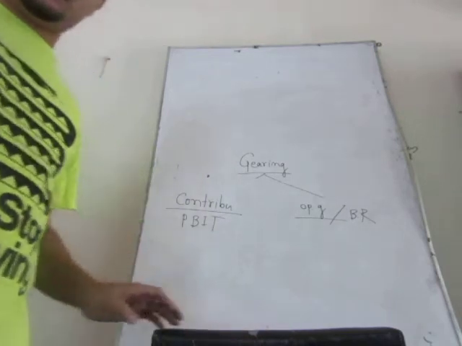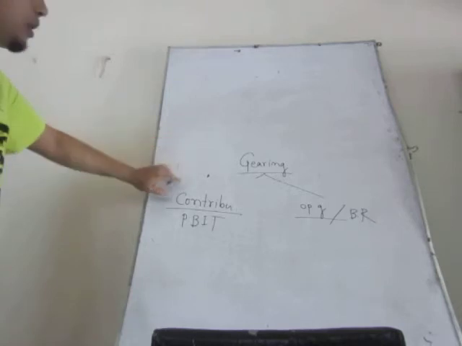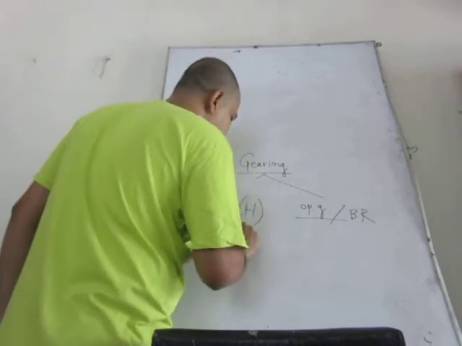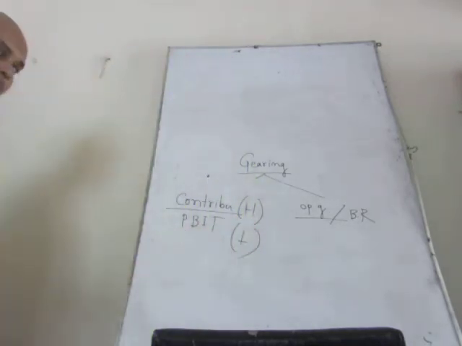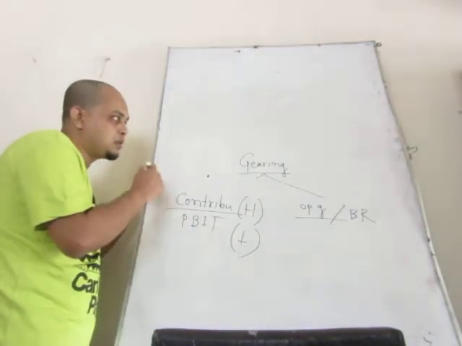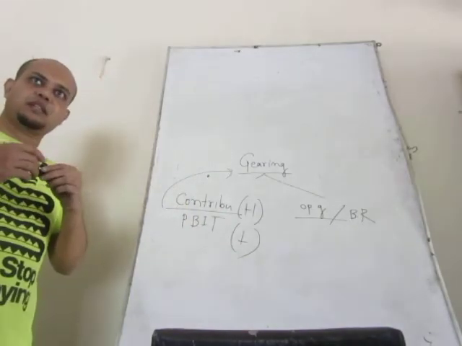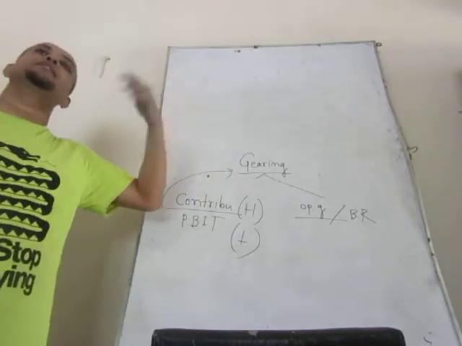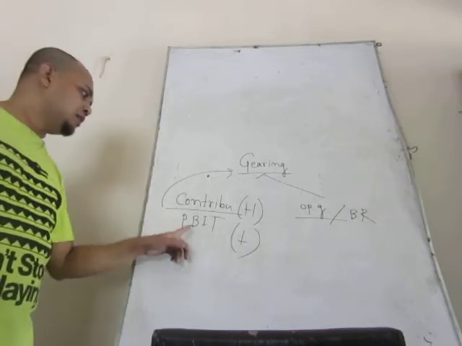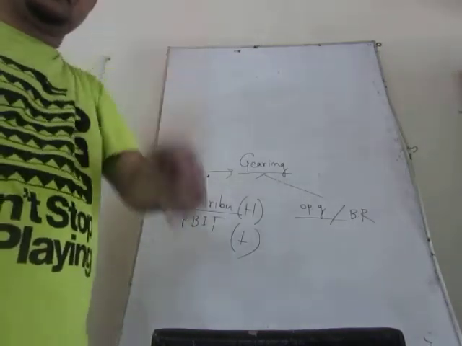Clear? Now if the contribution is high and PBIT is low, that means if there is a huge difference between these two things, your operating gearing will be more, right? Operating gearing can be more when your contribution is high compared to your PBIT, right? And it represents business risk.